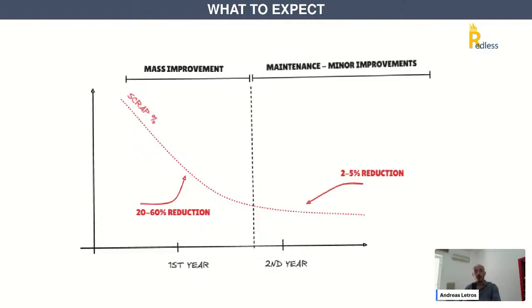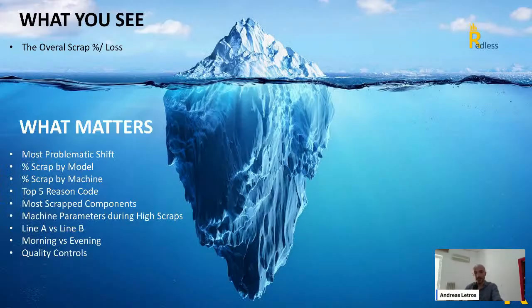Now I will show you a little bit of my philosophy when it comes to scrap reduction. Think about an iceberg. The overall scrap percentage is probably what you present all the time. It is the tip of the iceberg, and it tells you something. It tells you where you are with respect to your targets, how much you save and how much it costs you. But on its own, it's just sharing data.